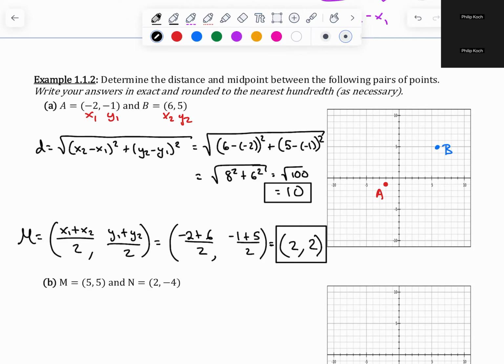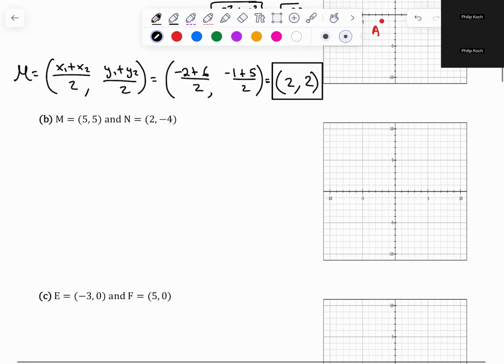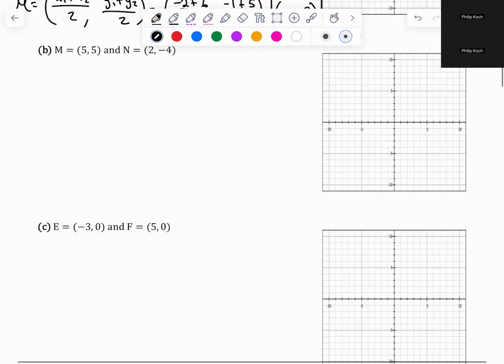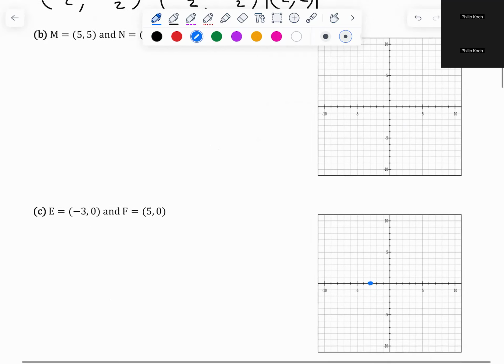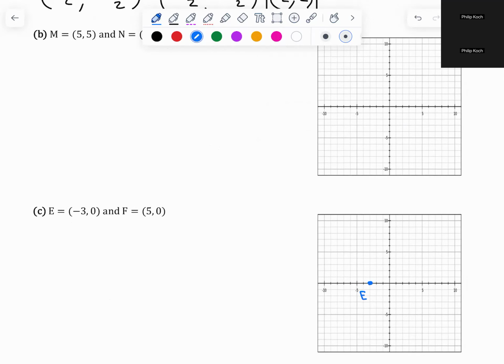All right. We're going to do E to C together, and then I'll let you guys do E, or B, excuse me. Let's plot those points. So E is -3 comma 0. That's an X coordinate of -3 and a Y coordinate of 0. That's on the X axis. That's right here. That's E. And F was 5 comma 0. It's an X coordinate of 5 and a Y coordinate of 0. That's also on the X axis.